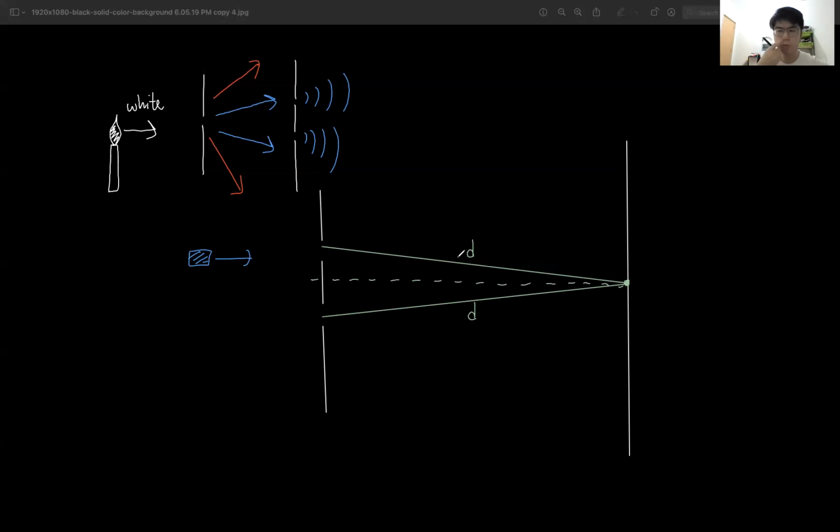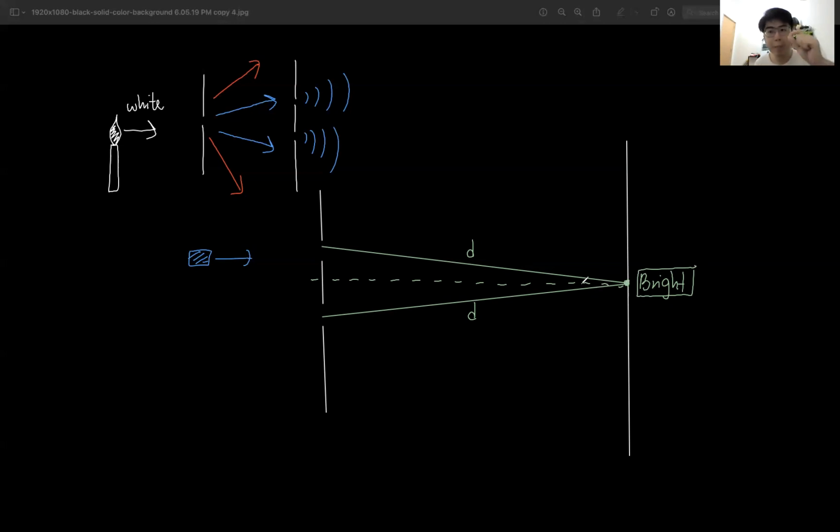Okay, so both waves travel the same distance. When they fall on this point, they interfere and form a bright fringe. Now they started at the same point, and they travel the same distance.